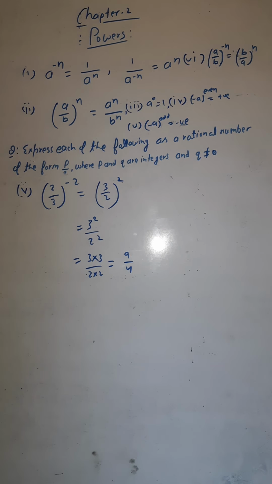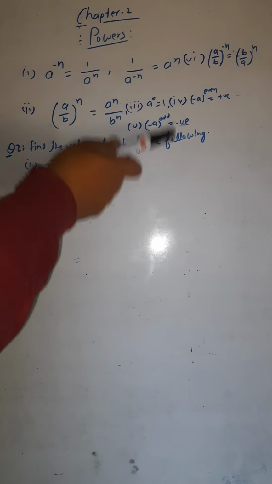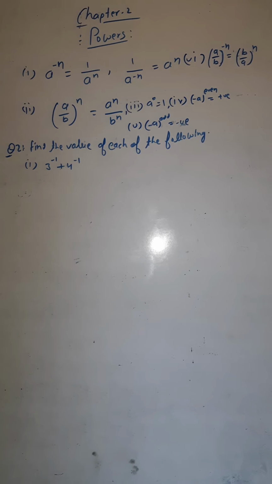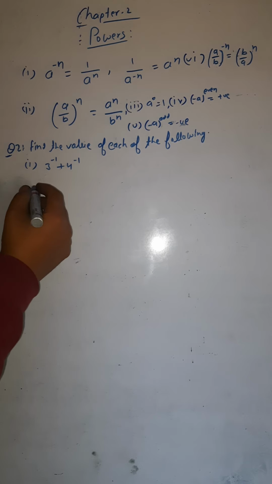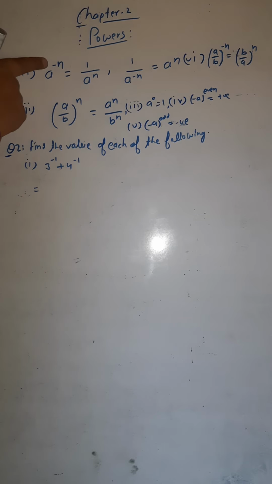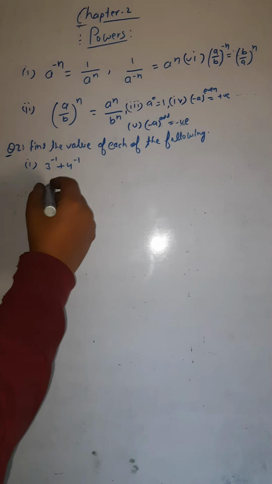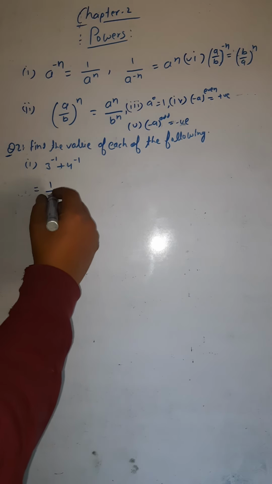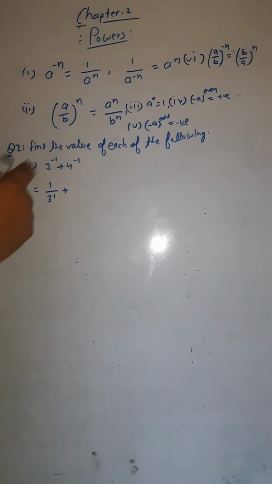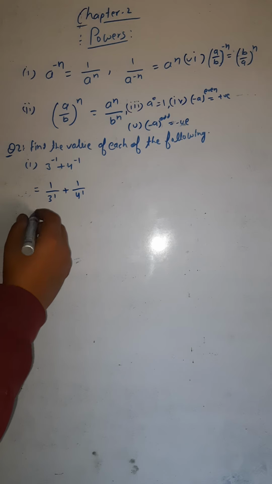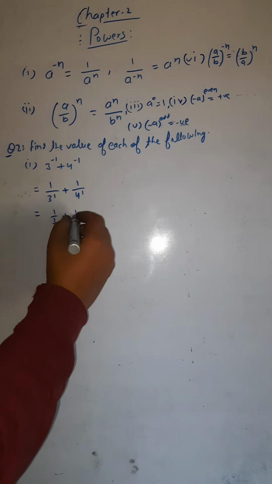Now this is the next question before you. Find the value of each of the following. The first question here is 3 raised to the power minus 1 plus 4 raised to the power minus 1. Again we will be using the first formula here: a raised to the power minus n becomes 1 by a raised to the power n. So similarly here, 3 raised to the power minus 1 becomes 1 by 3 raised to the power 1, plus 4 raised to the power minus 1 means 1 by 4 raised to the power 1. So I can write it as 1 by 3 plus 1 by 4.